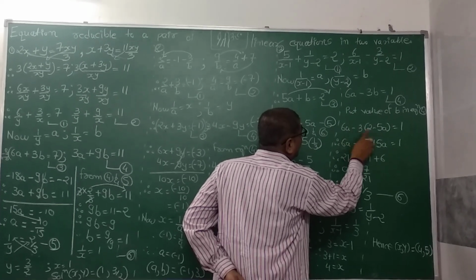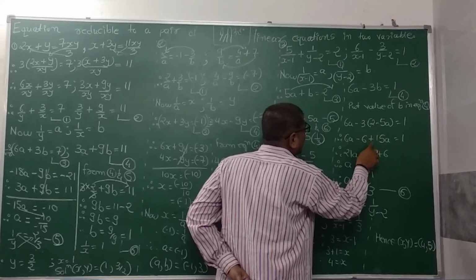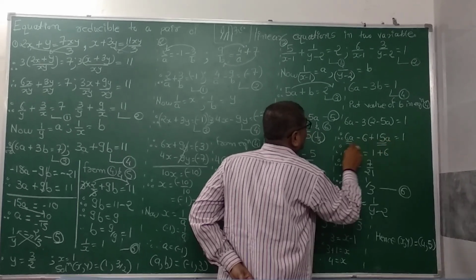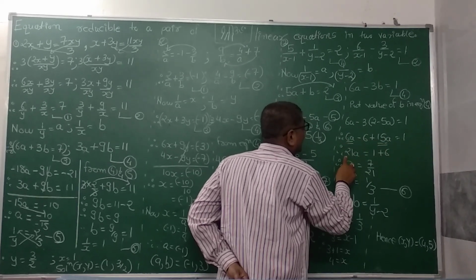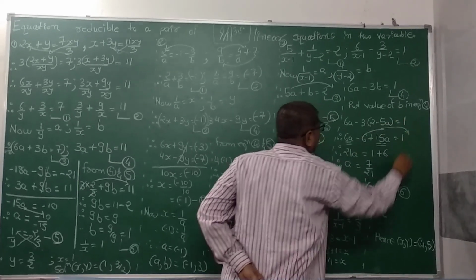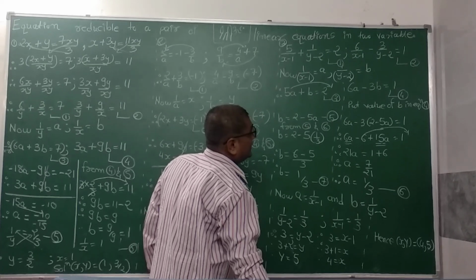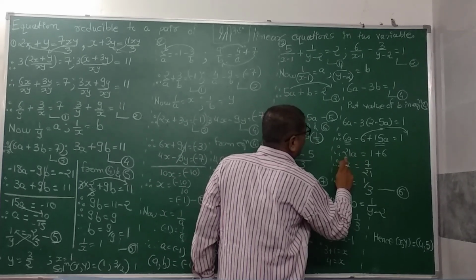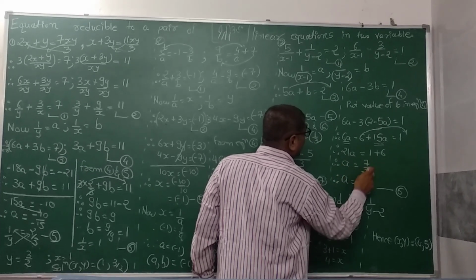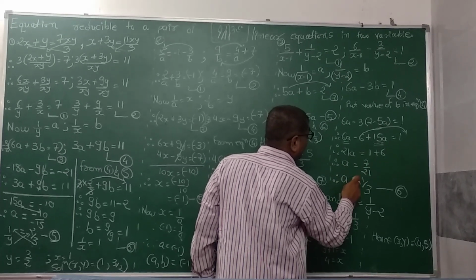This is positive, negative, negative and negative, negative, positive. After that we have to merge the like terms. So 6a plus 15a is equal to 21a and this 6 we have to transpose to this side. So 21a is equal to 1 plus 6 is equal to 7. So a is equal to 7 upon 21. So the value of a is equal to 1 upon 3.